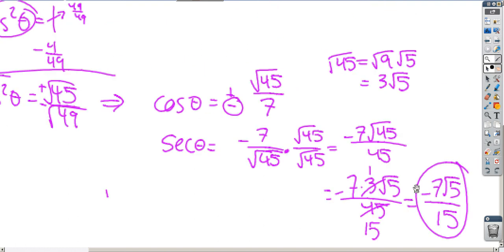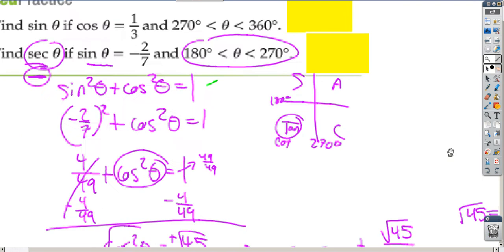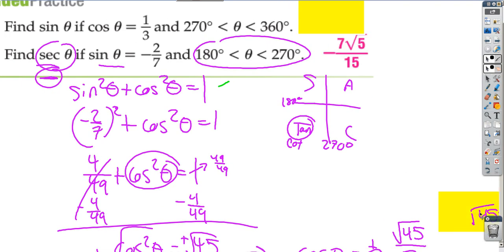How do we know it's negative? Because they told us at the beginning that we're in the third quadrant. And there it is right there.